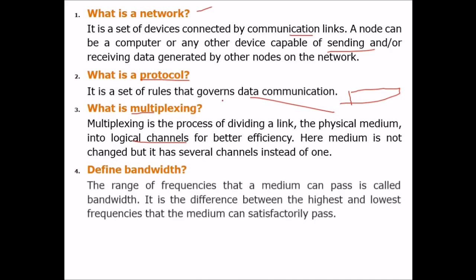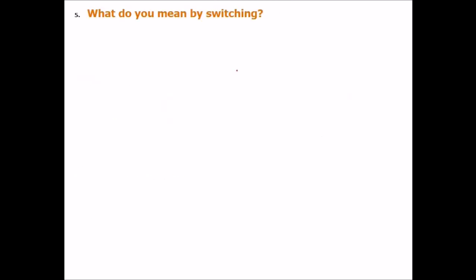Define bandwidth. Bandwidth is very simple. If this is the upper limit and this is the lower limit, the difference of these two is the bandwidth. In terms of communication, the range of frequencies that a medium can pass or allow is called bandwidth. So it is actually the difference between the highest and lowest frequency that the medium can satisfactorily pass.